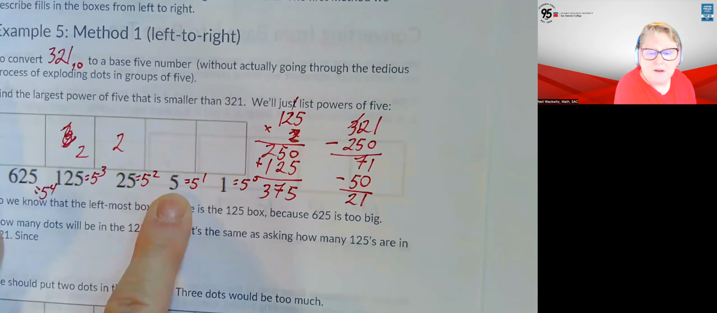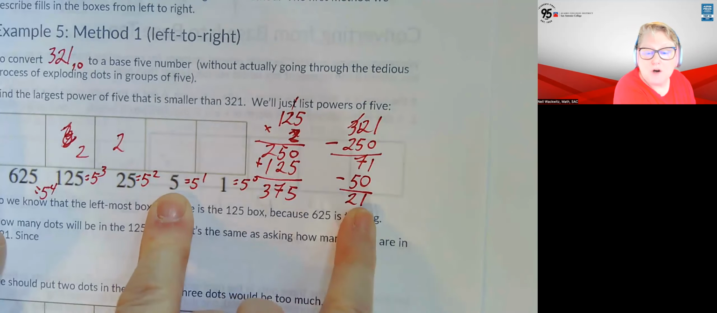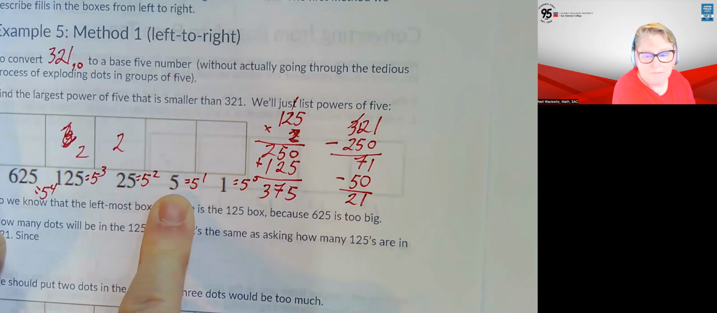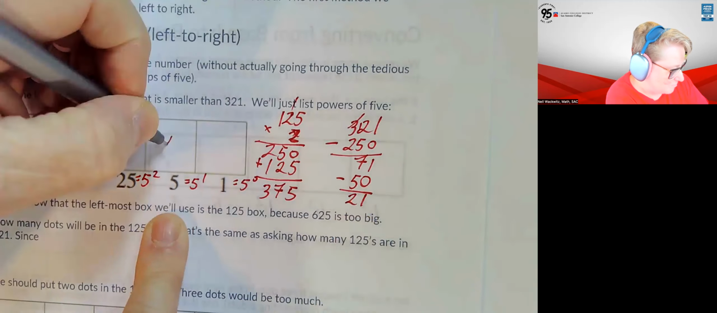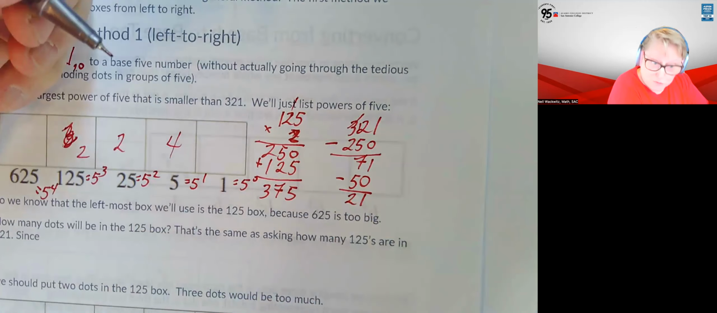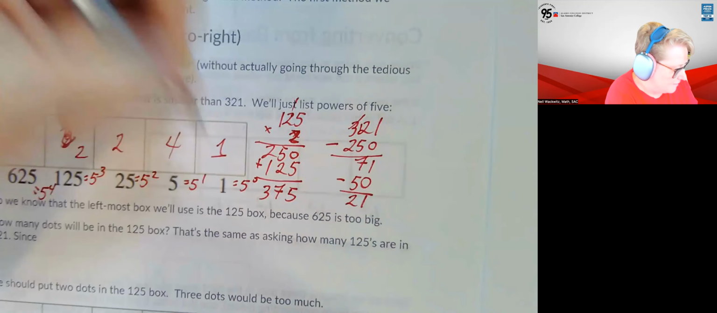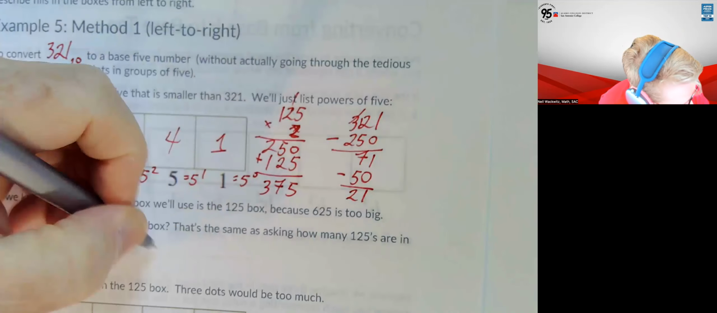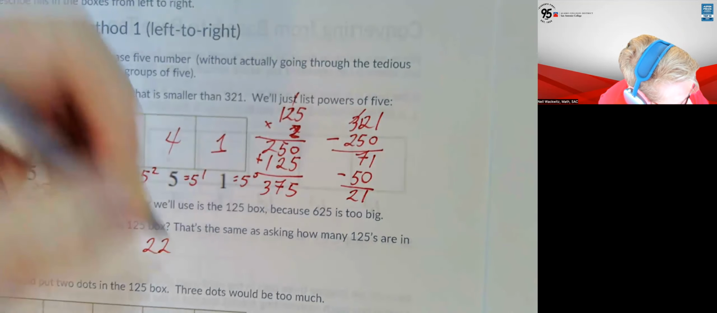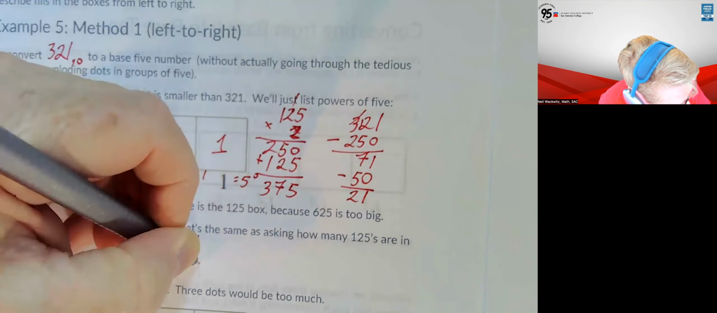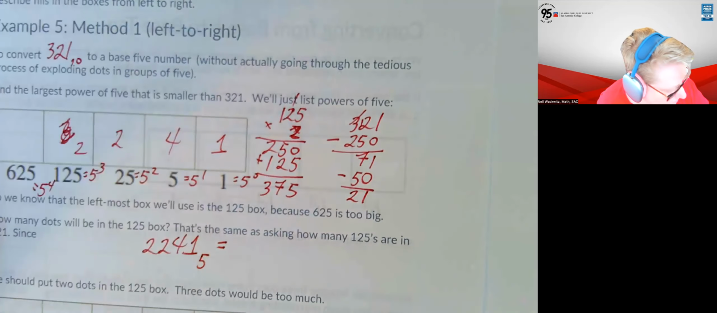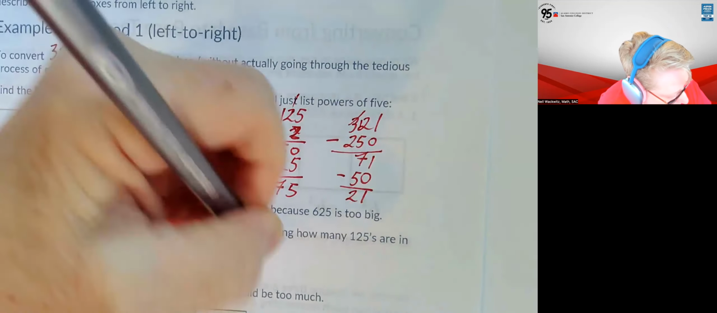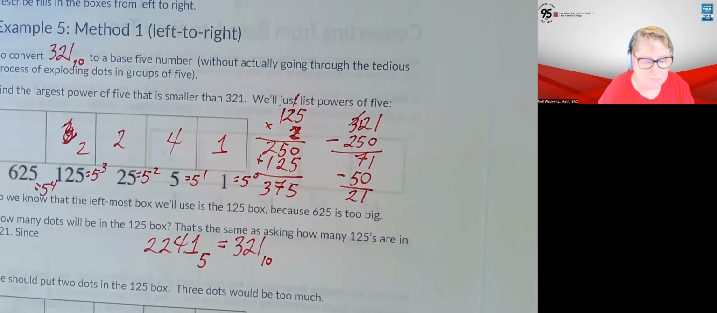How many 5s are we going to have? How many 5s go into 21? Excellent. And if we subtract off 20, we're left with 1. So the number 2241 base 5 is equivalent to the number 321 base 10.